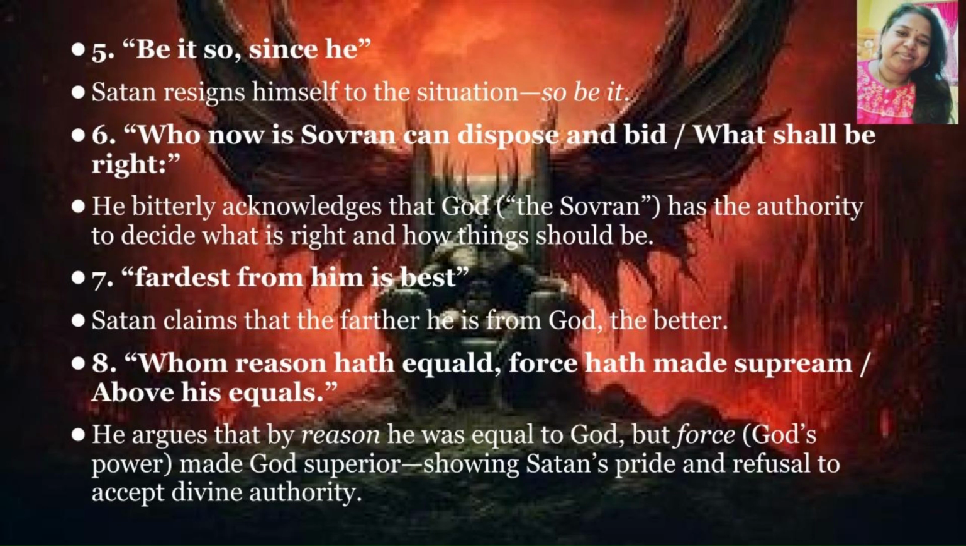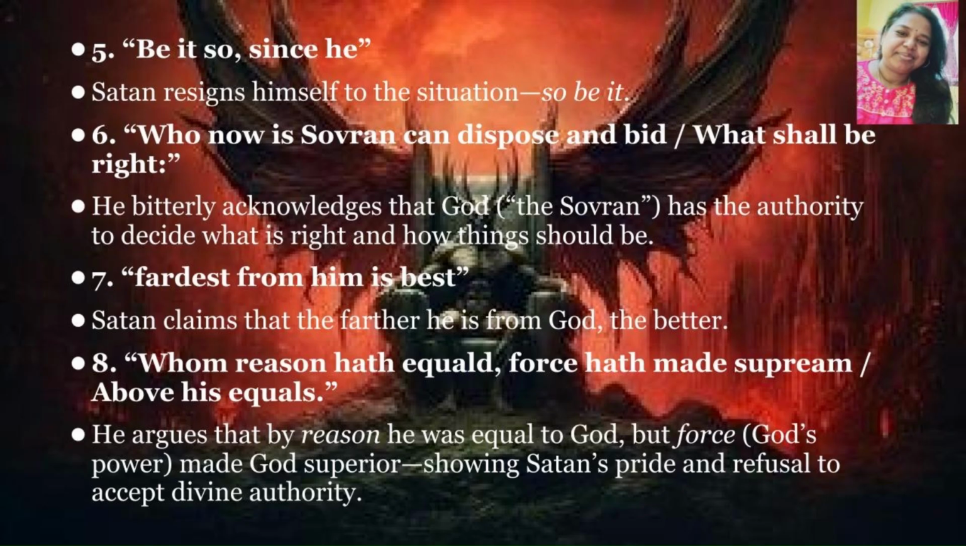Line 5. Be it so. Satan resigns himself to the situation: so be it. Line 6. Who now is sovereign can dispose and bid what shall be right. Satan bitterly acknowledges that God, the sovereign, has the authority to decide what is right and how things should be. Line 7. Farthest from him is best. In this line Satan claims that the farther he is from God, the better.